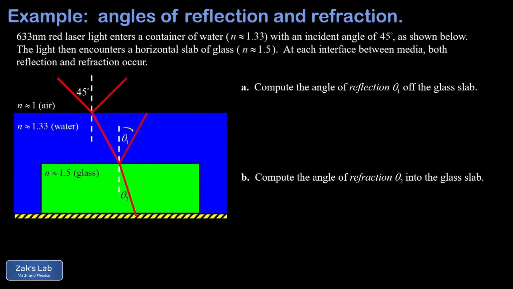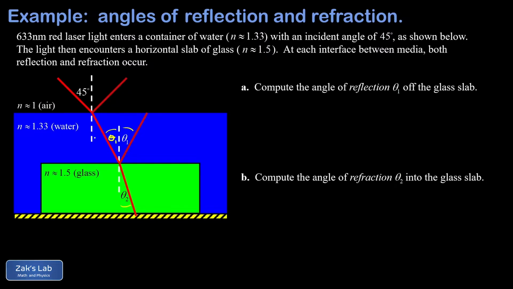Theta 1 is the angle of reflection off of the glass, and theta 2 is the angle of refraction into the glass. Now, of course, these are both Snell's law problems, but there's a little bit of geometry to work out first. That angle of reflection off of the glass, theta 1, that's the same as the incident angle coming into the glass. That's the law of reflection.